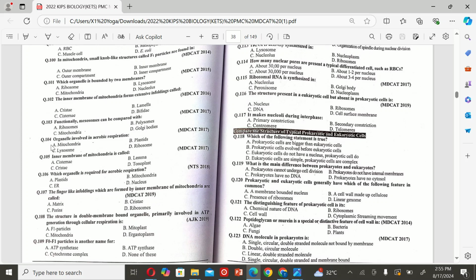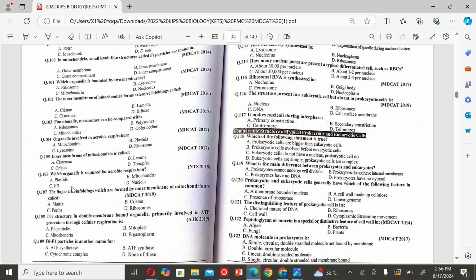Mitochondria. The next MCQ is: organelle involved in aerobic respiration. A. Mitochondria, B. Plastid, C. Lysosome, and D. Ribosome. So the correct option is A. Mitochondria. The next MCQ is: the inner membrane of mitochondria is called A. Cisternae, B. Lemma, C. Cristae, and D. Tonoplast. So the correct option is C. Cristae.